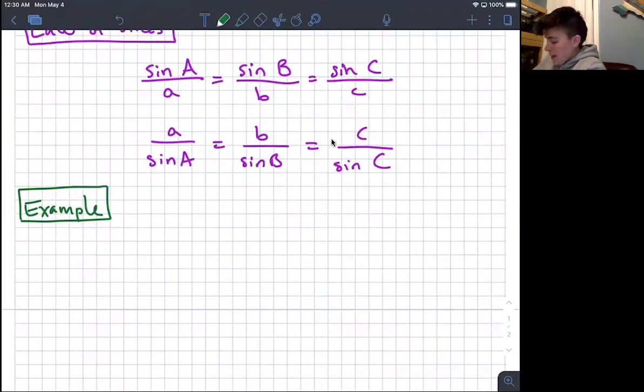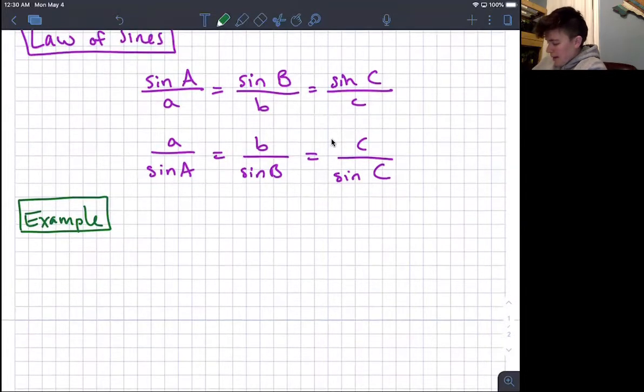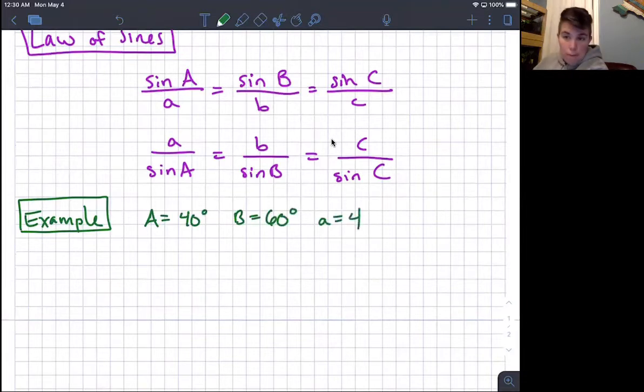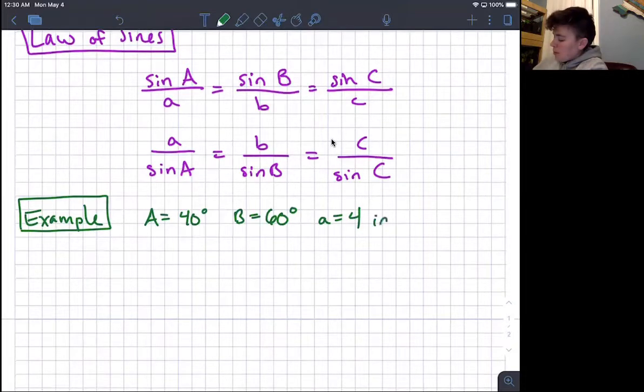I'm going to say, let's say I have angle A is 40 degrees, angle B is 60 degrees, and side A is equal to 4. And I'm going to give you some units there. Let's say 4 inches. Everything's nicer with units.